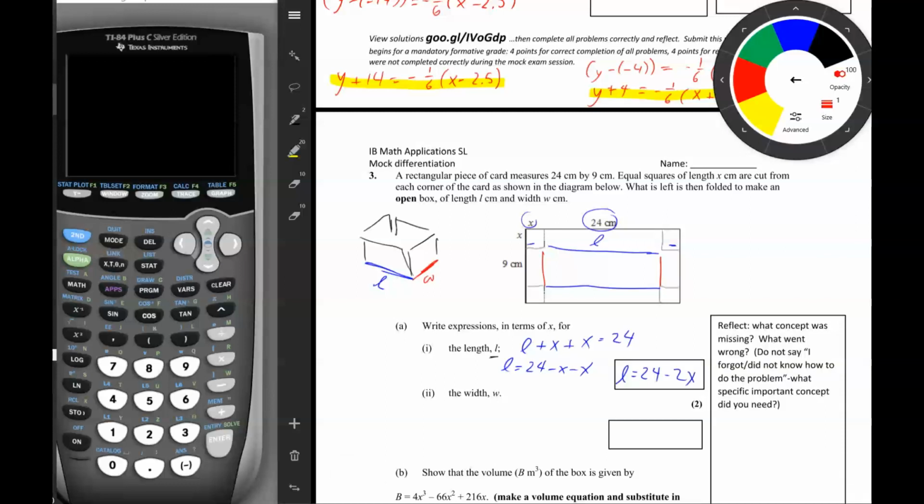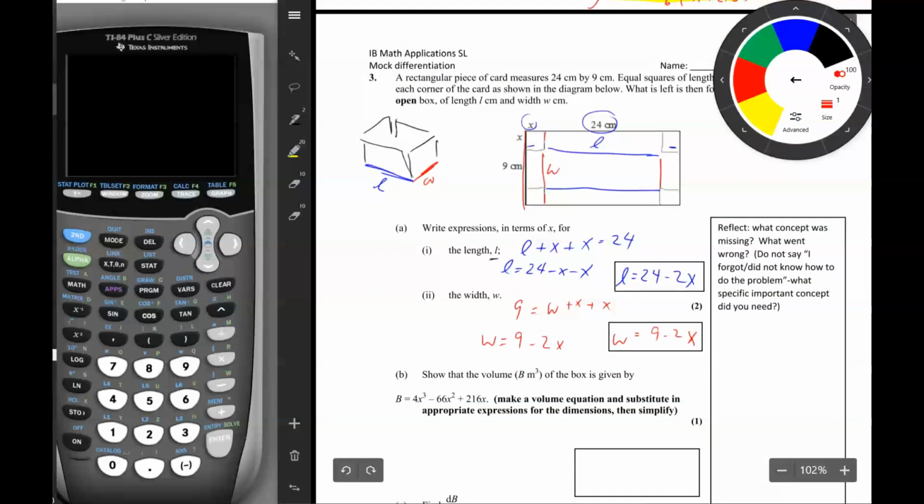How could I write the width in terms of x and 9? I could say that 9 is equal to the width plus x. So that would be 9 equals w plus 2x, or w is equal to 9 minus 2x. Okay, so those are my two expressions that part A was asking for.